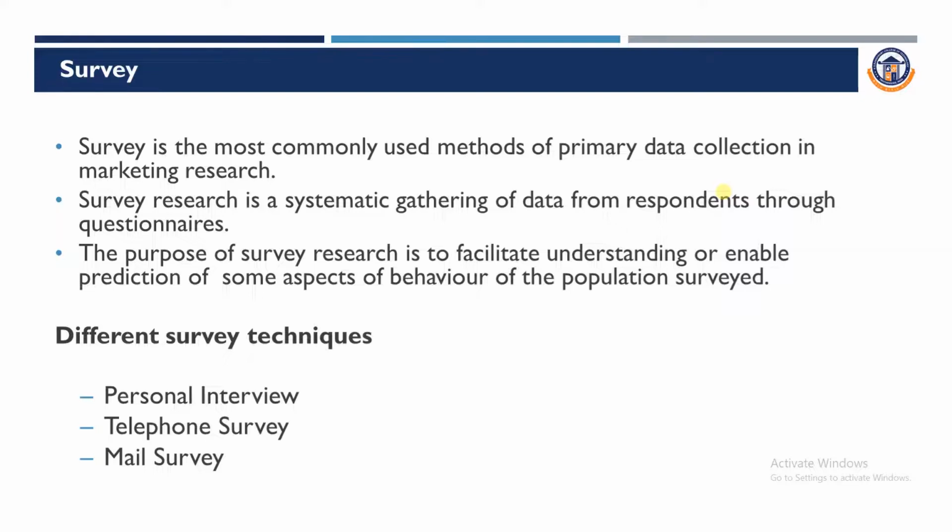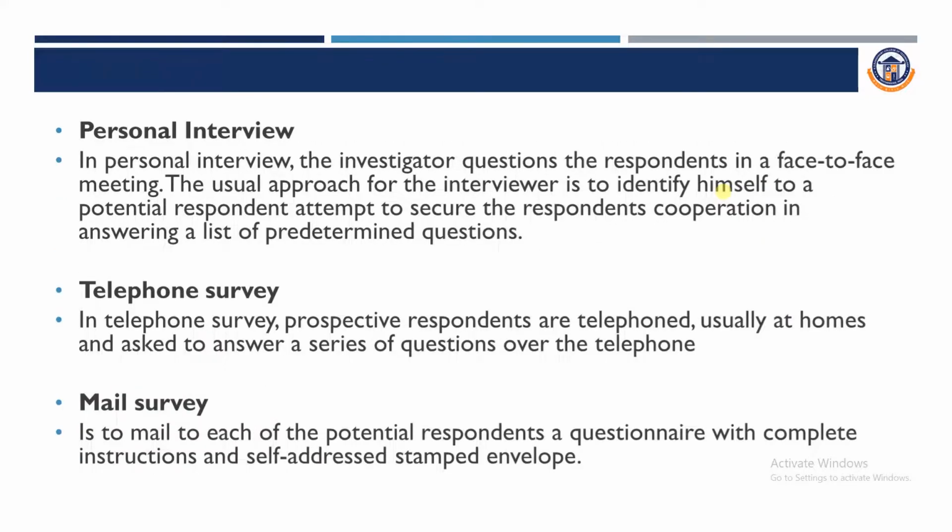The purpose of survey research is to facilitate, understand, or enable the prediction of some aspects of behavior of the population which is surveyed, to have a better understanding of the target group or the focus group where we want to undertake the research. These survey techniques can be performed in three different ways: personal interview, telephonic survey, and mail survey. A personal interview is where we go directly to the respondent, meet the respondent face to face, and have contact with the respondent. We give them the questionnaire or ask them the questions, and we record it. That is called the personal interview method of collecting your data.